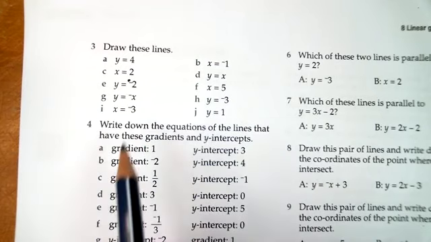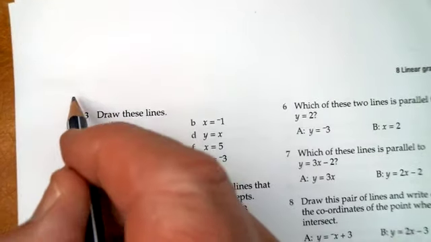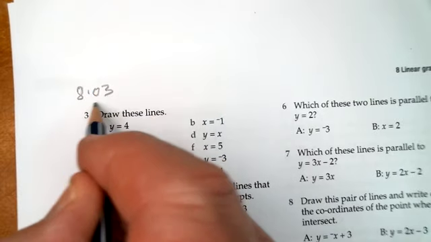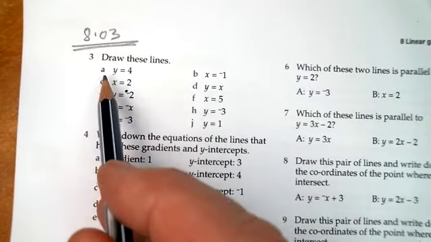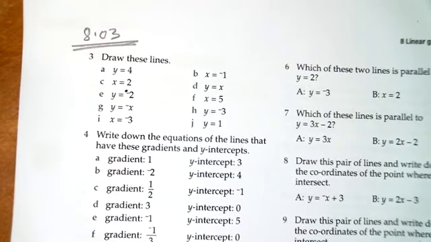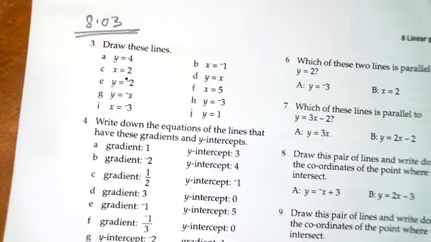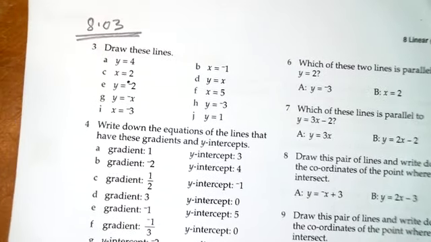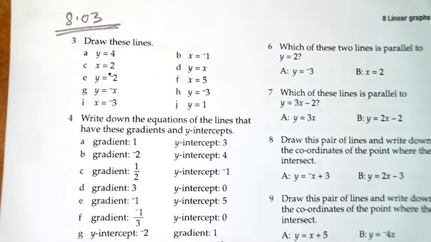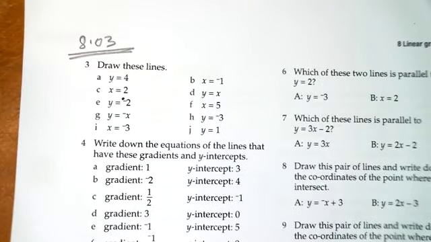Now, the next one I'd like to do is 8.03. There's an 8.03 exercise in Gamma, and we're going to do question 3. Question 3 is rather important because these are basically straight lines. The gradient in each case is either 0 if it's a horizontal line, or undefined if it's a vertical line. So let's have a look and see what they're going to look like.